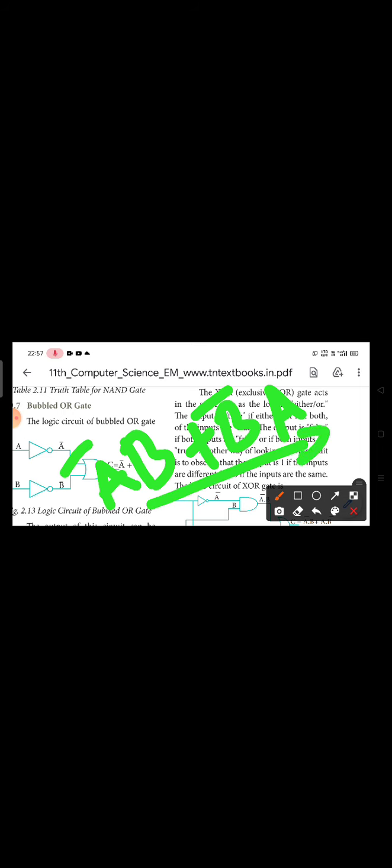And the XOR gate. The XOR gate is an exclusive OR gate. First A and B. The expression of the XOR gate is A bar B plus B bar A. This is the logical expression of the XOR gate. What is that? A bar B plus B bar A. Here a dot symbol, here also a dot symbol. So A bar dot B.